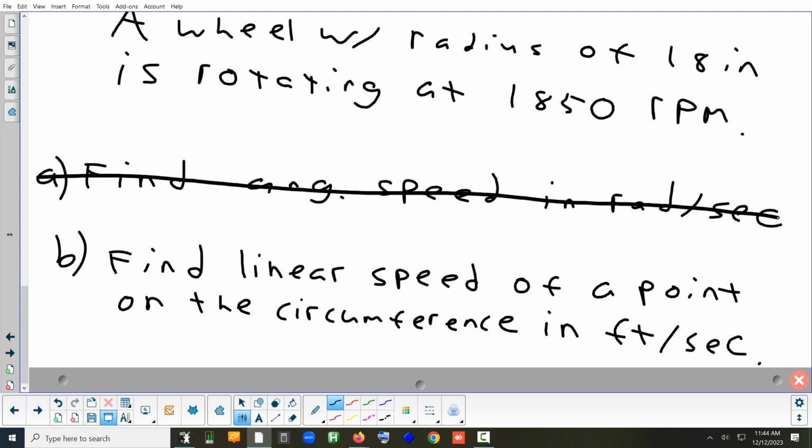So anytime that they give you a problem where they want you to go from an angular speed, like revolutions per minute, to a linear speed, you have to go through revolutions. That's how you do it. So if your angular speed is not in revolutions, that would be your first step. That's already in revolutions. Okay, so we're going to use that.